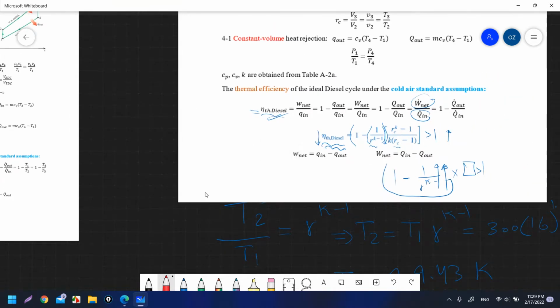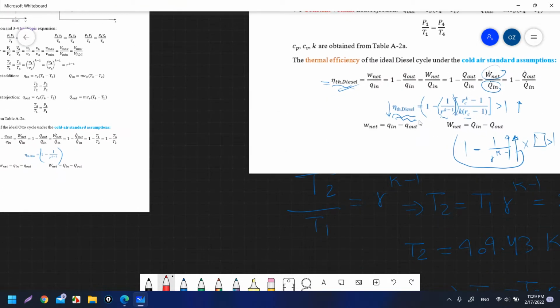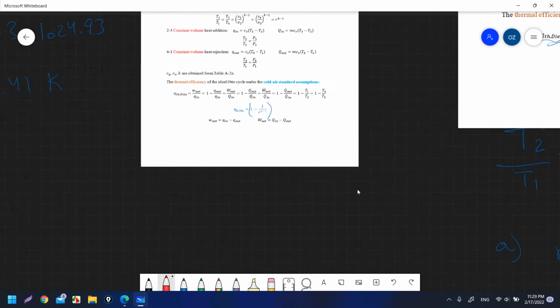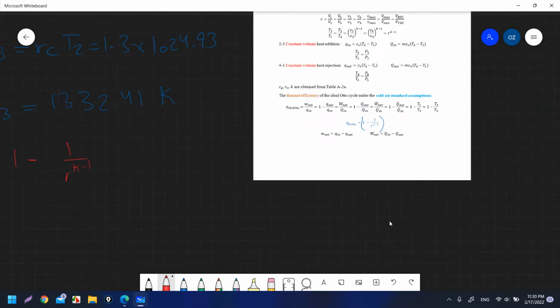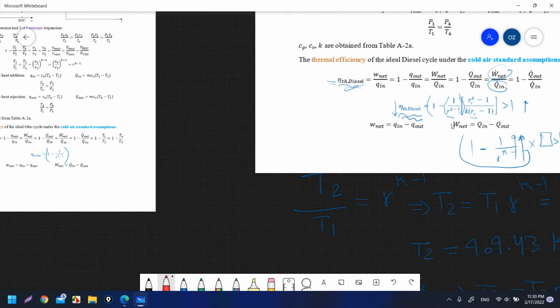Returning to our question, we want to find the thermal efficiency. To find it, we'll use this equation, because I already have R and RC. The thermal efficiency of diesel from this equation is also equal to this one. I can also find Q dot N. First, let's find the thermal efficiency for diesel using the new equation: 1 minus 1 over R to the power k minus 1.